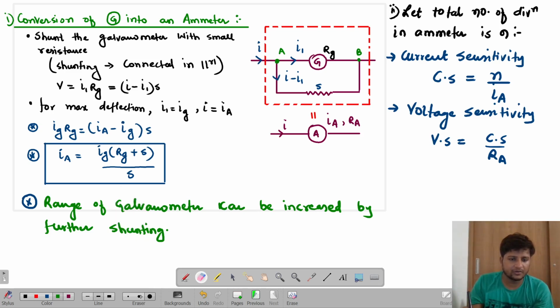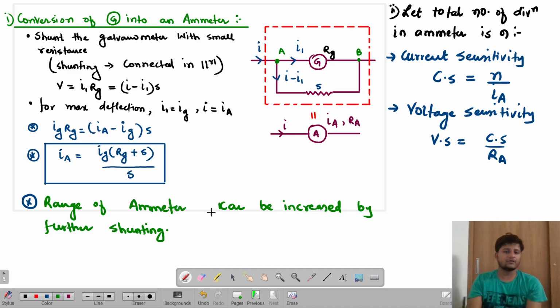I think it's not galvanometer, right? Ammeter. Basically, a galvanometer has been converted into an ammeter. So now, if I want much more range, like initially it was measuring till 5 ampere and now I want to measure till 10 amperes, what do you need to do? Add more shunt resistance.